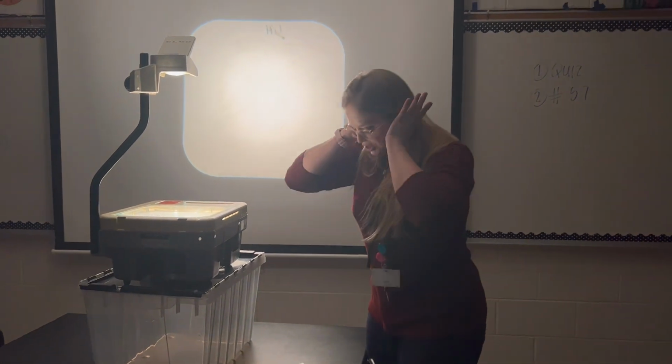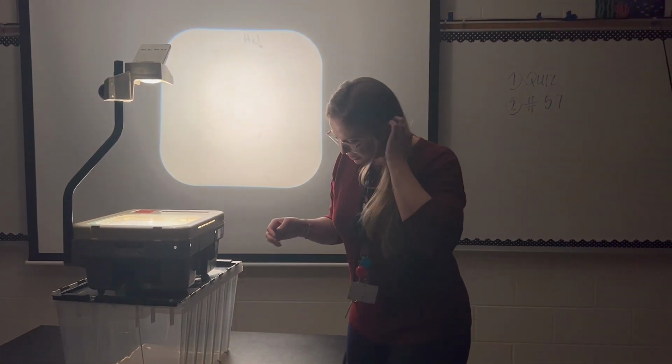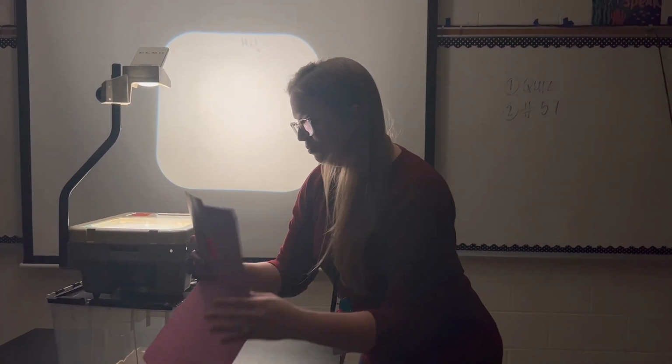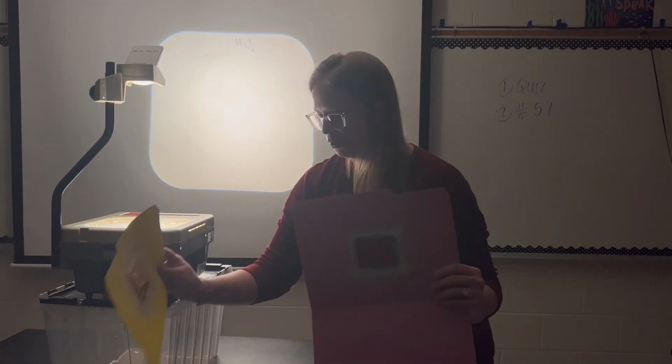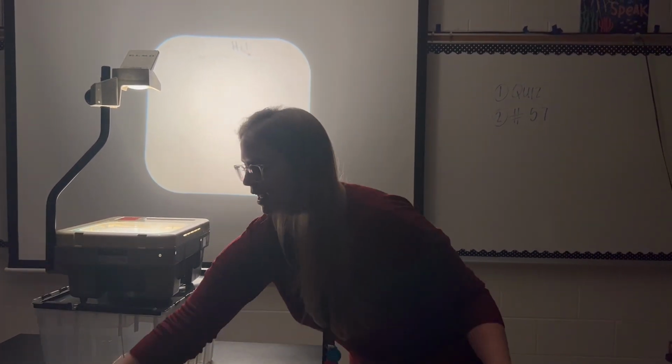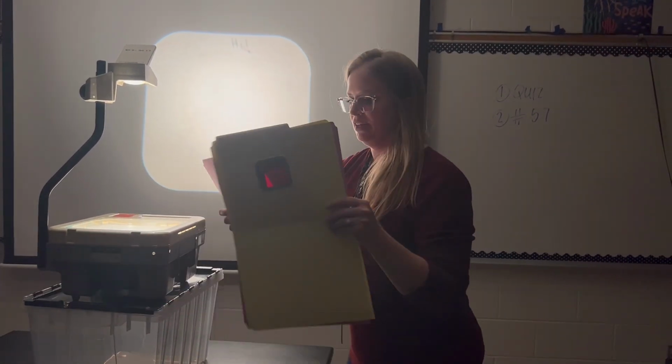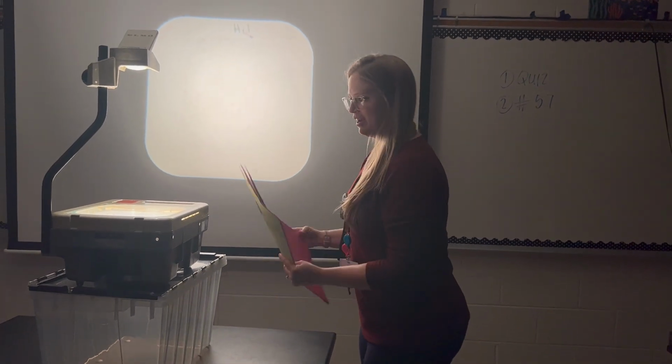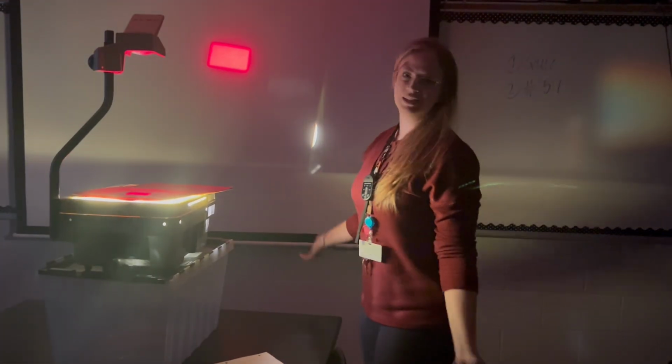And then the challenge question, how can we use three transparencies to make red light? Magenta is made of red and blue, yellow is made of red and green, and then red is made of red. So they all have red in common, so red it is.